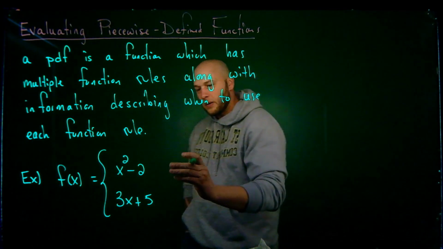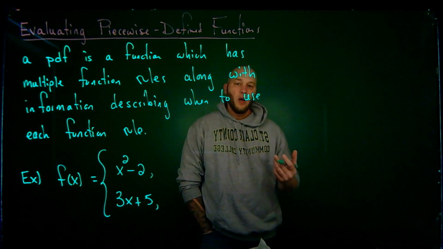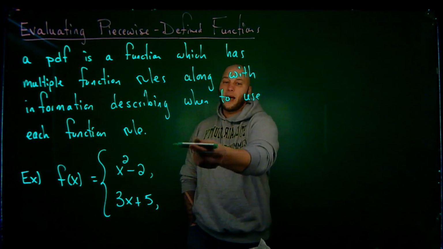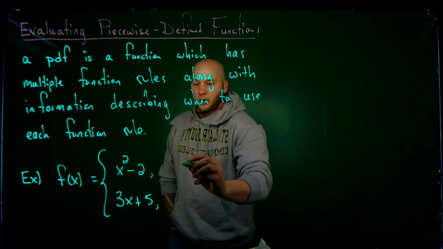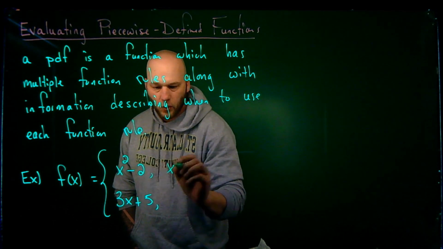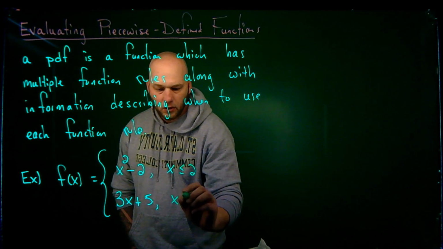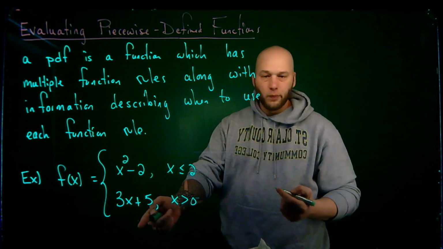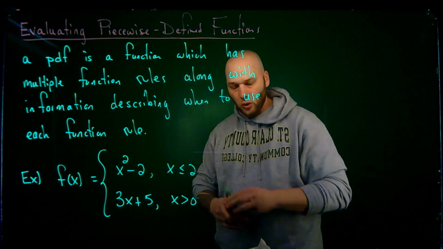Then what I do is I'll put a comma here, and then after the comma, I'm going to describe for which input do I use which function rule. And there can be no overlap here. Okay, I can't say I use x squared minus 2 for, let me put something and then I'll erase it. I cannot do the following. I can't say I'm going to use x squared minus 2 when x is less than or equal to 2, and then this one for x is greater than 0, because in particular, if x is 1, I'm going to use both. If x is 2, I'm going to use both. These two right here have to be disjoint.